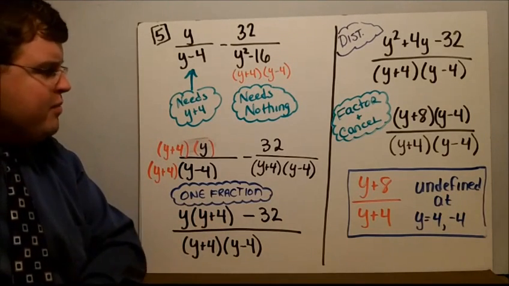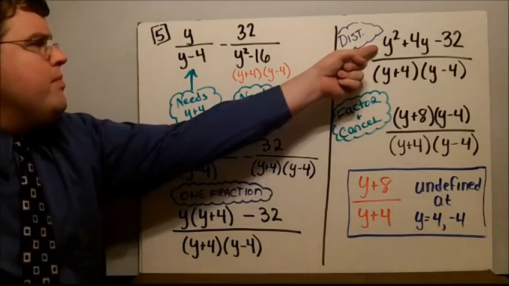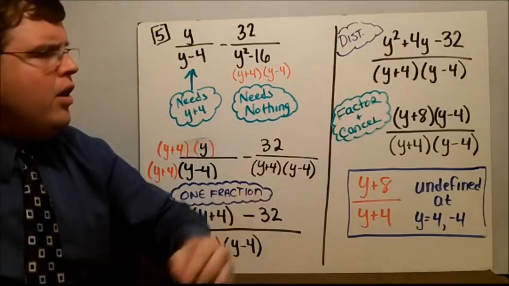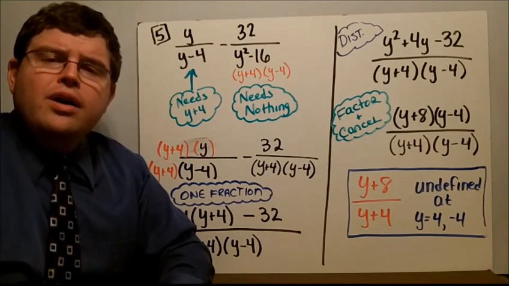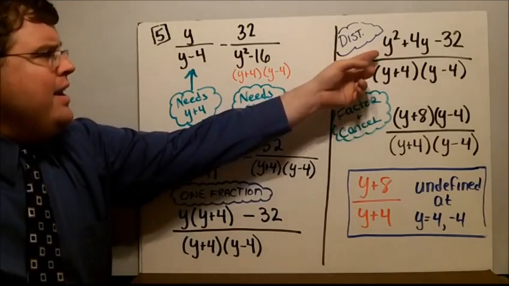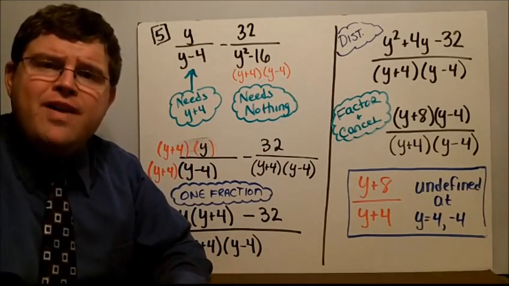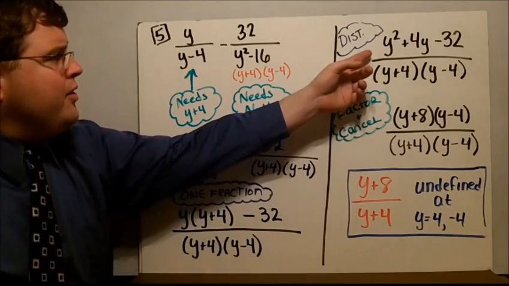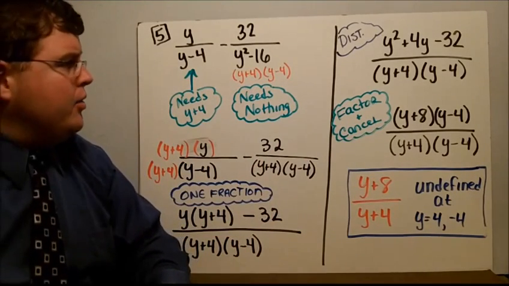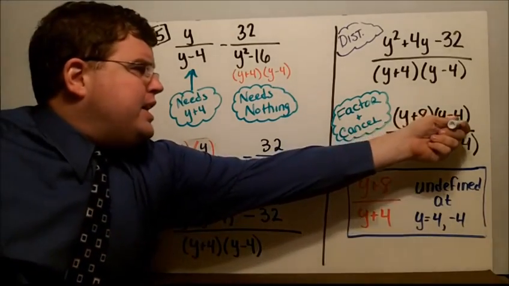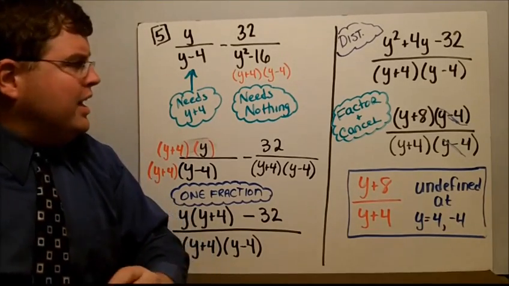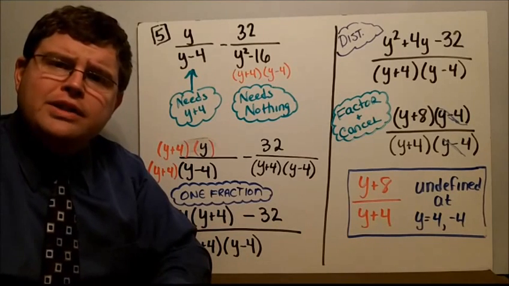Now we can use the distributive property. We have y squared plus 4y minus 32 over the common denominator. Once we've done all that work, and we have done a lot of work so far, we can go ahead and factor the numerator. Sometimes it can't be factored, but a lot of times it can. The numerator here factors to y plus 8 and y minus 4. Now we can go through and cancel things out. And notice here, my y minus 4 and my y minus 4 cancel each other out. I'm left with y plus 8 over y plus 4.